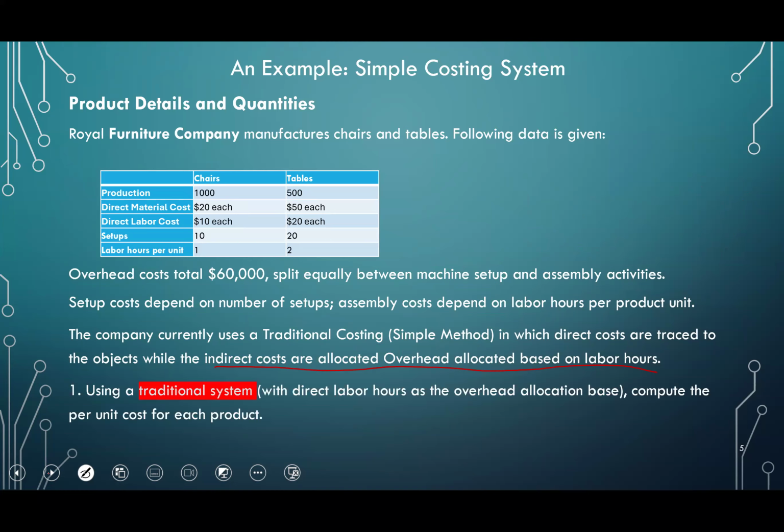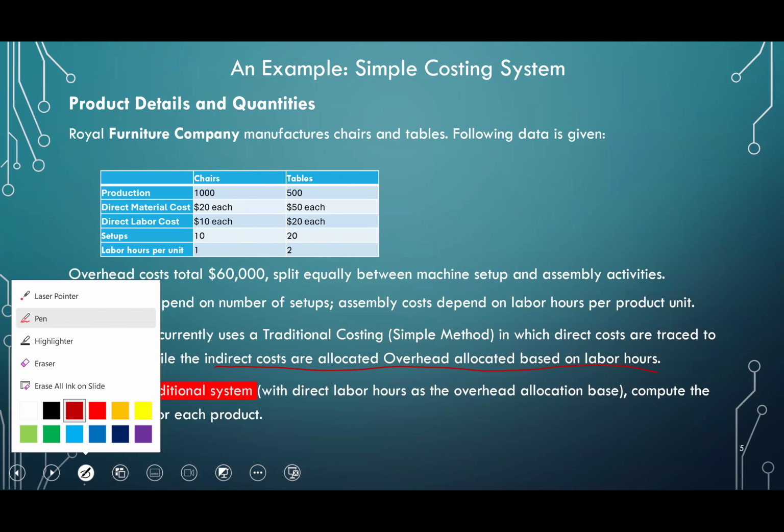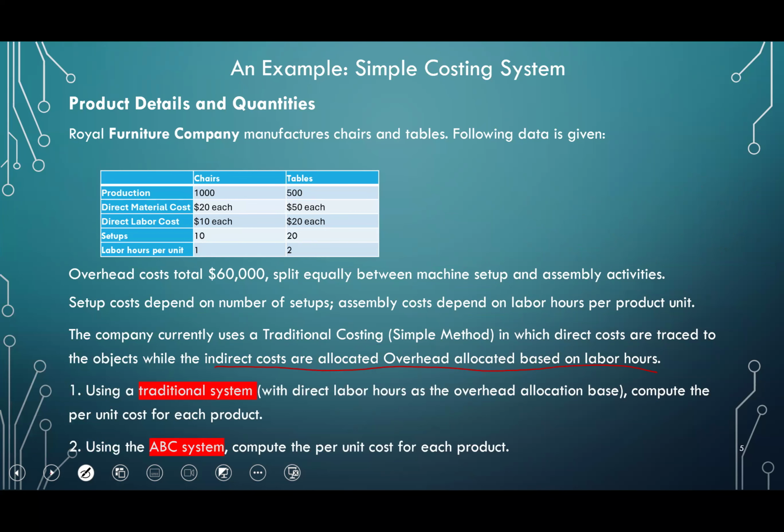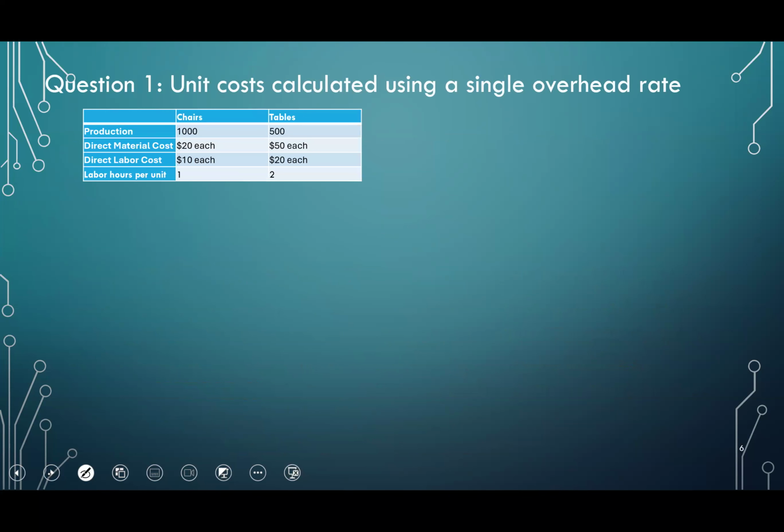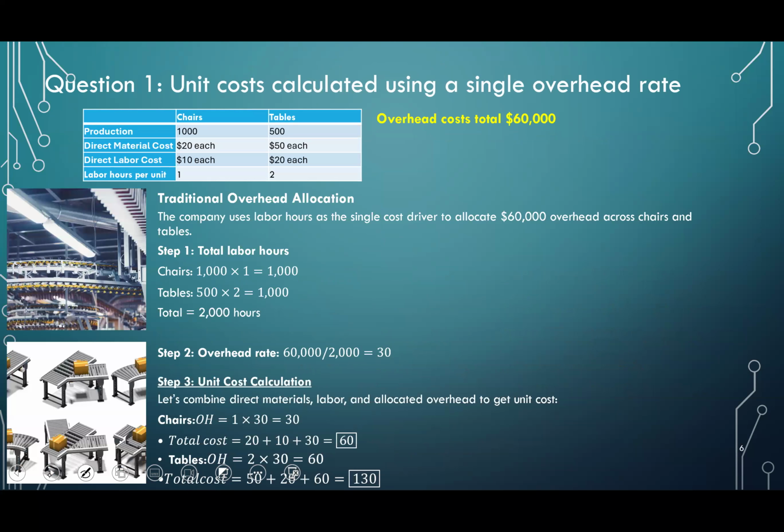Okay. You are given two questions. One is calculate the per unit cost of each product under the traditional system, and then repeat the same thing, calculate the cost of each product under the activity based costing system. So the traditional system you are familiar with, you should be able to do it, but let us try to do it together. I have just copied the information from the previous page so that you know what we have.